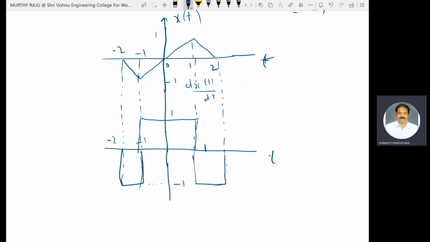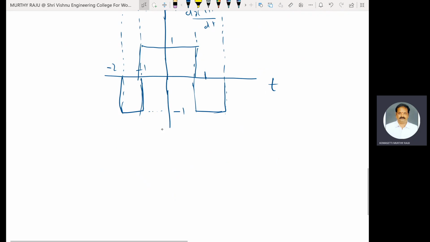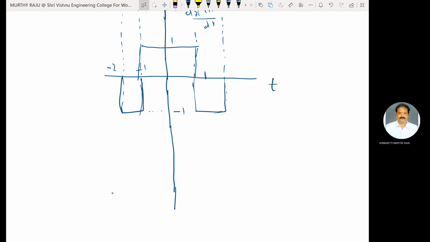And perform the second differentiation. The second differentiation of this triangular waveform is converted into a square waveform. And on the second differentiation, this square waveform is converted into impulse functions.